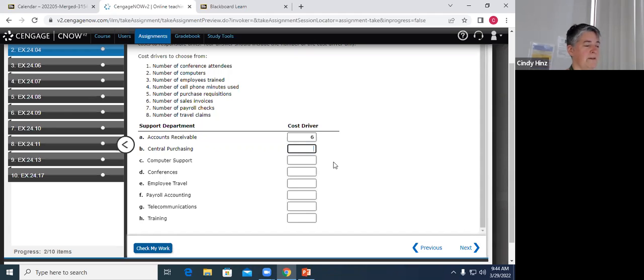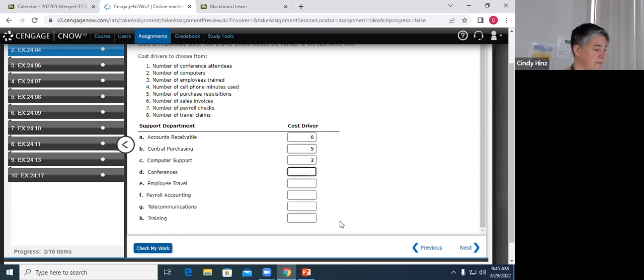How about central purchasing? We're looking for something that has to do with how much work is involved in the job that central purchasing does. And it seems to me that would be the number of purchase requisitions that they have to place. So number 5. How about computer support? What determines the workload of computer support for each department? Yeah, the number of computers. A department that has just one computer is going to take a lot less time of computer support than a department where every person has 2 or 3 separate devices.